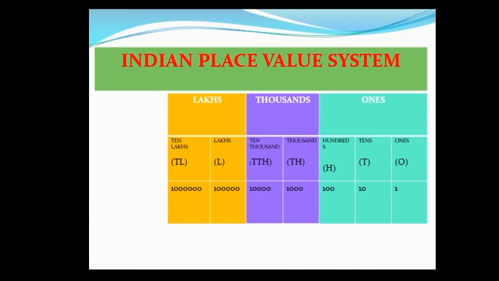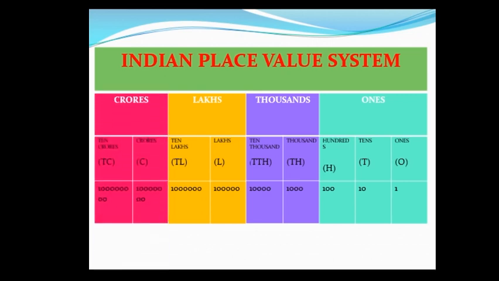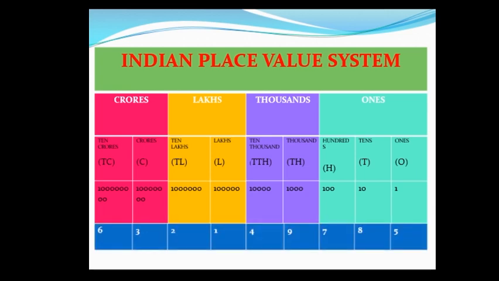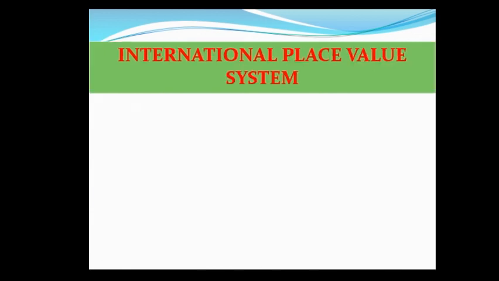Now the third period is lakhs. There are 2 groups, that are lakhs and ten lakhs. Now the fourth period is crore. There are 2 groups, that are crores and ten crores. Now one example. How can we read in the Indian system? 63 crore 21 lakh 49,785.